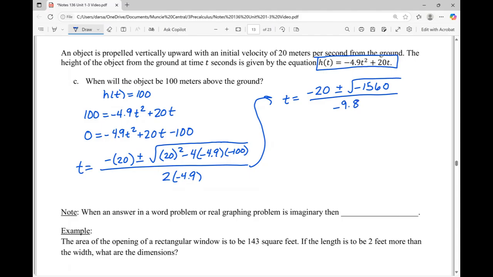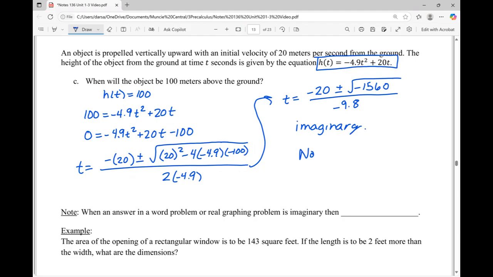Now, at this point, you should be going, oh, yeah, we learned this earlier. This square root of a negative means we're going to have an imaginary number answer here, which, yes, imaginary numbers are legitimate answers once we hit college algebra. However, can you imagine flying for an imaginary amount of time? Do you think that an imaginary amount of time is an amount of time that we can fly through the air or something can be in the air? It is not.